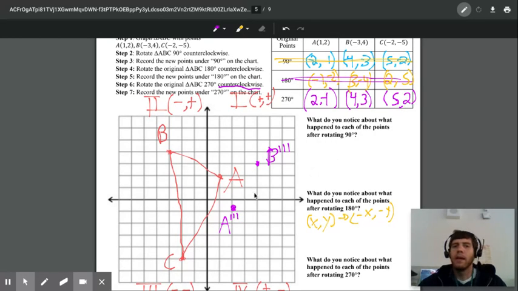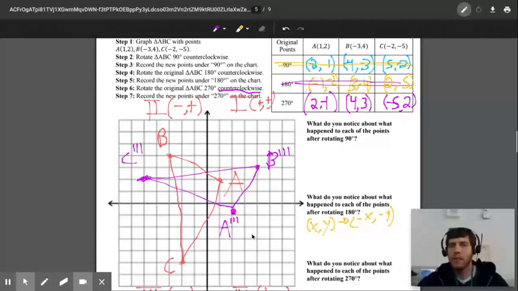Okay. And since we're ending up in quadrant 2, right, 270 is going to be 3/4 of the way around. So we end up in quadrant 2. The signs there are negative and positive. So -5, +2, and that's going to be C triple prime. Okay, and then we connect the dots there. And we're good.